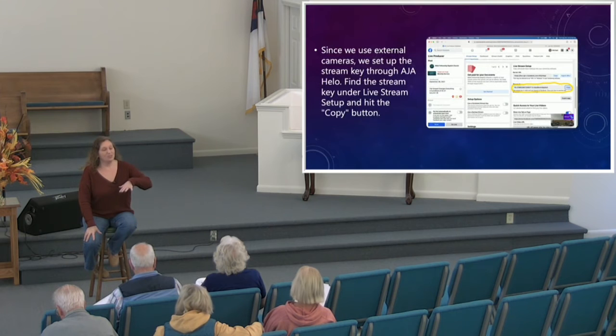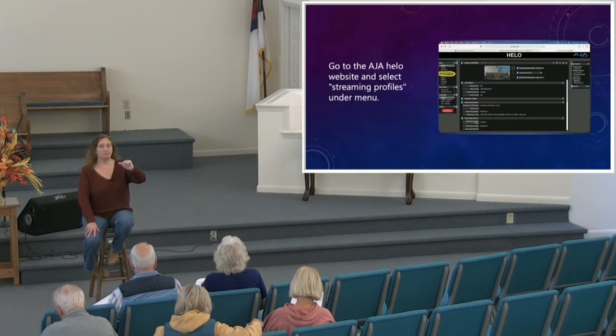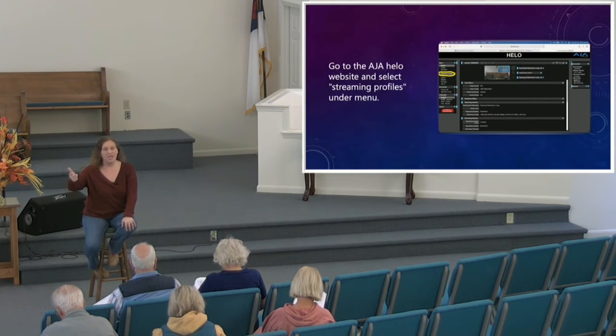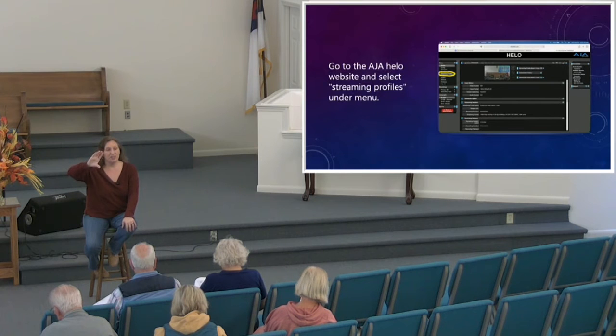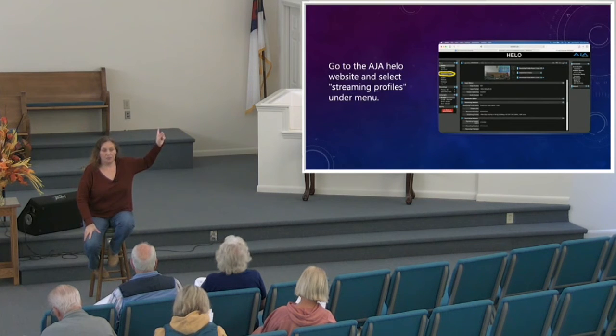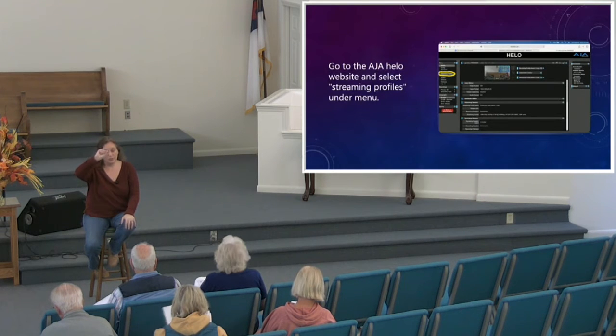So what you need to do here is you have to go in there and get the streaming information on Facebook, and then you hit the copy button. And after you hit the copy button, we then go to the AJA Hilo screen, and we have to let the AJA Hilo know what our streaming information is through Facebook. So what we do is there on the side, you'll see where it says streaming. You'll select that streaming profile.